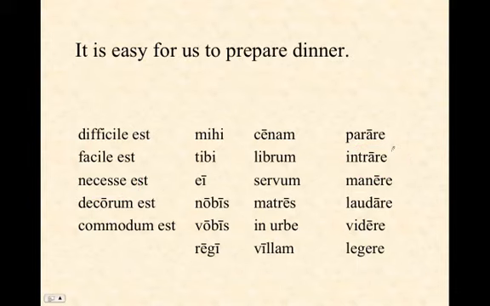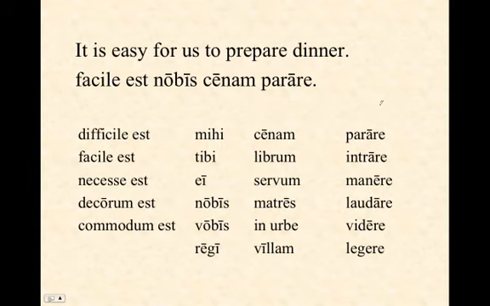It is easy for us to prepare dinner. Facile est, and for us would be nobis. Dinner, cenam, to prepare, parare. See how easy that is?